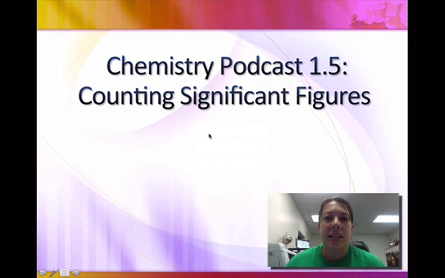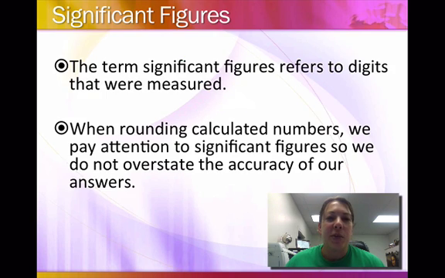All right, here we go with significant figures. This is not everybody's favorite, but we will make it through. The term significant figures refers to digits that were measured. Because in the lab we use equipment and instruments that have differing amounts of precision, we have to include significant figures in our calculations. So when we're rounding calculated numbers, we have to pay attention to significant figures so that we do not overstate the accuracy of our answers.